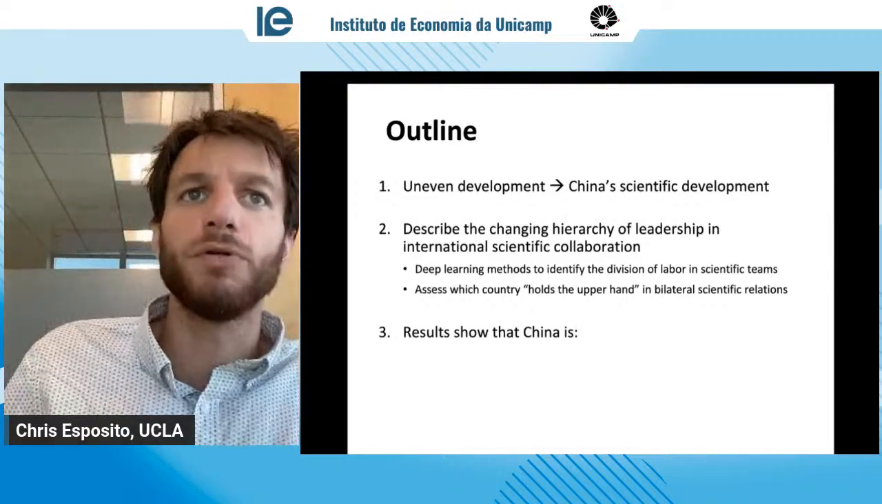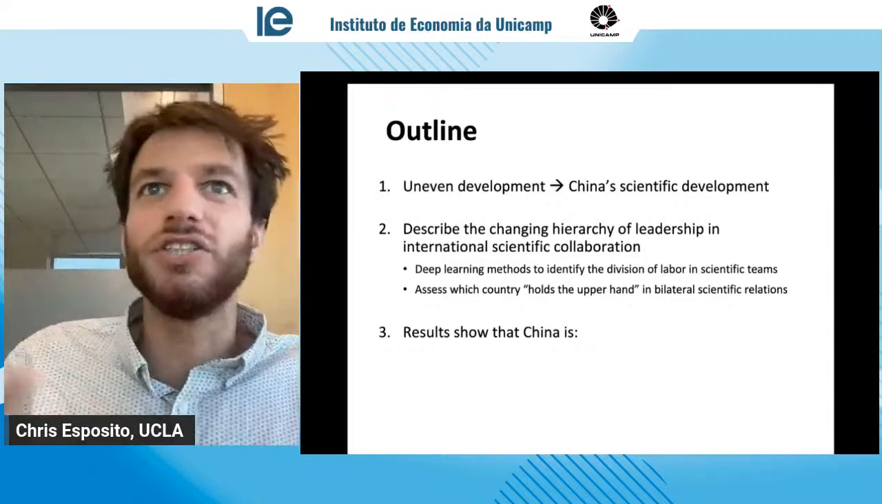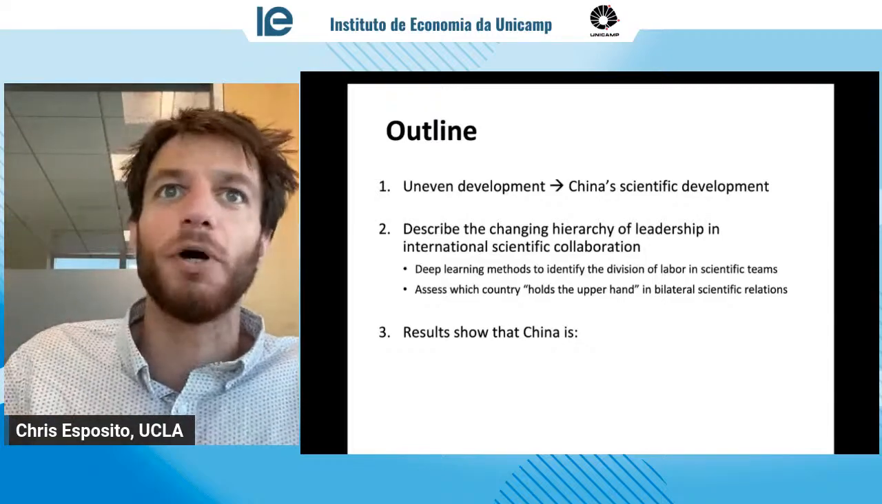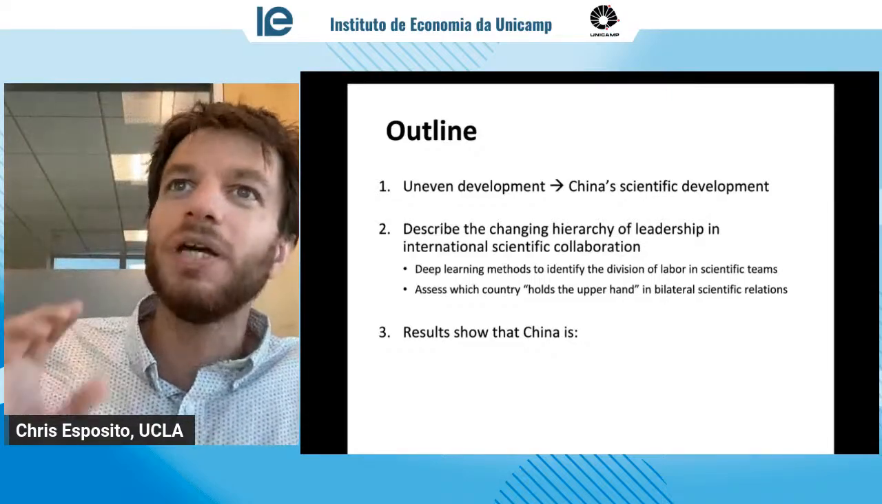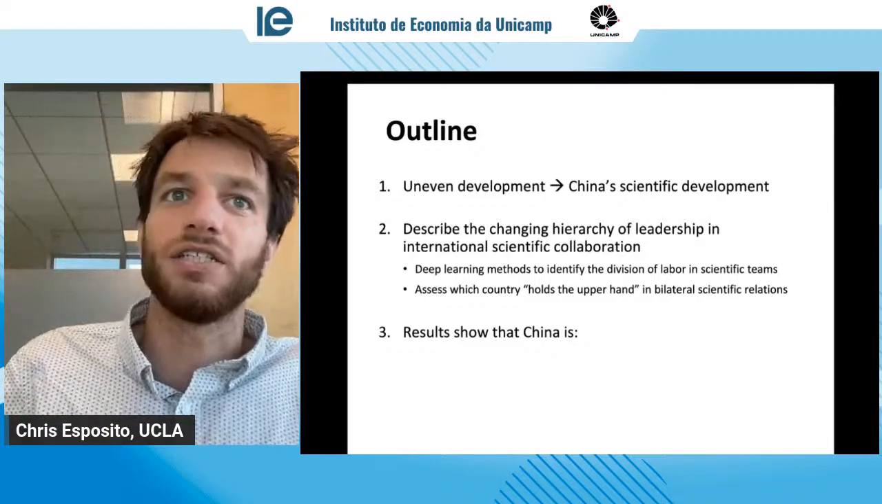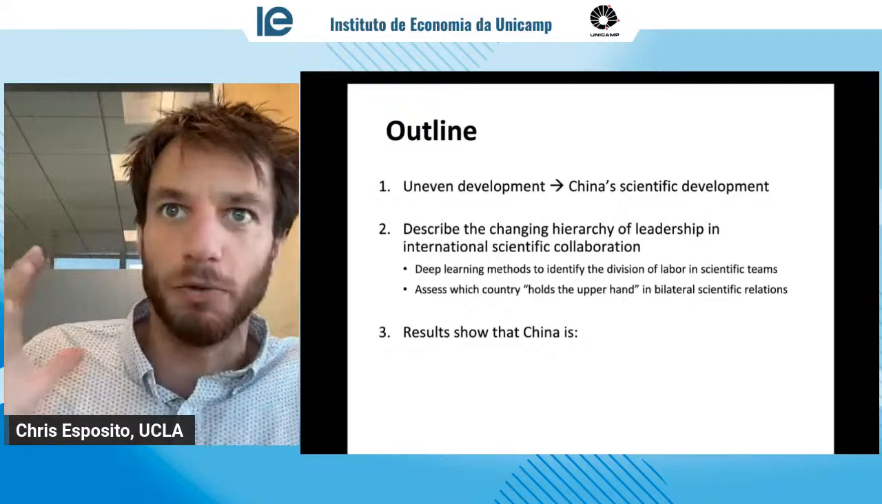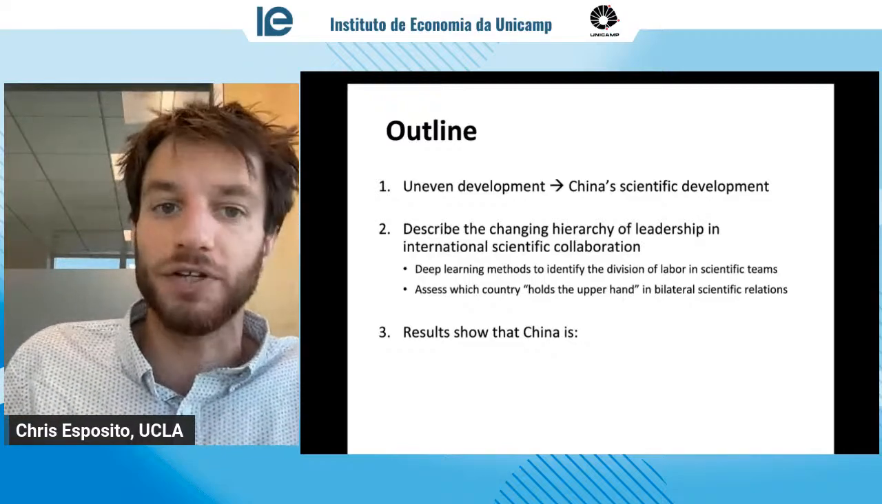To preview the main results, we're basically looking at these changes in the hierarchy of scientific leadership around the whole world, and our data has the whole world in it. But we in particular focus on the rise of Chinese scientific leadership because that is the most important dynamic we were able to uncover in the data.